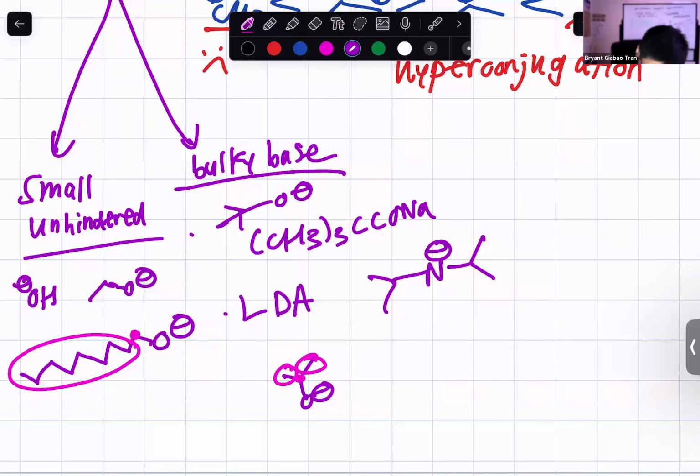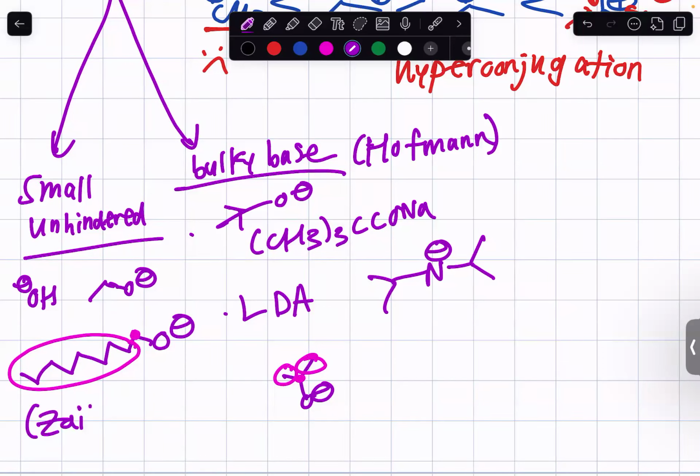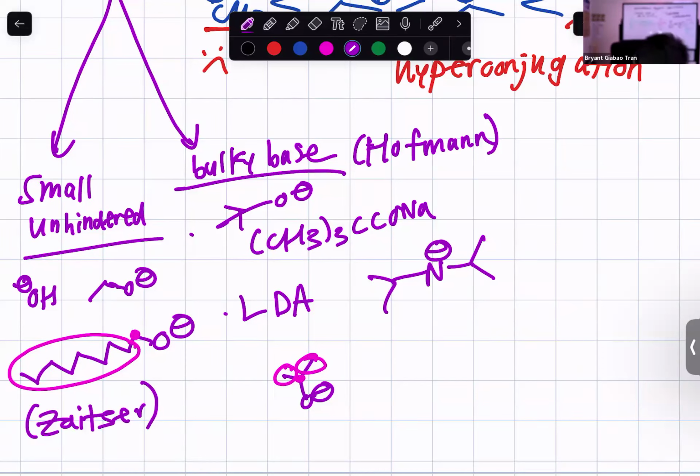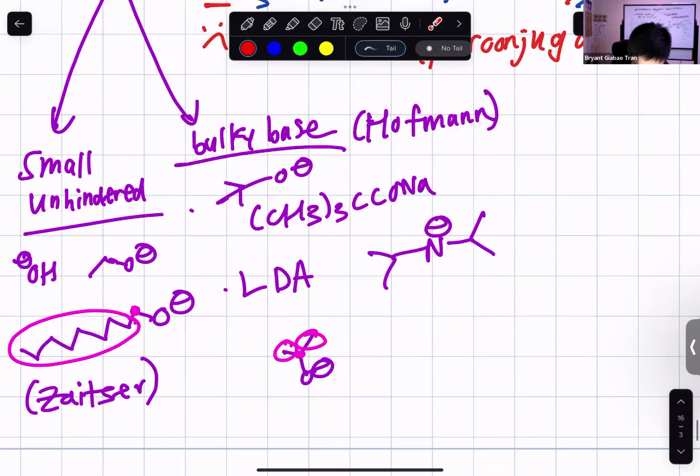And then the bulky base will likely do Hofmann E2. I don't know if you learned about Hofmann or Zaitsev yet. And the small unhindered one does Zaitsev. So if you go to our next office hours, or I could go over this with you too. But that's what it is.